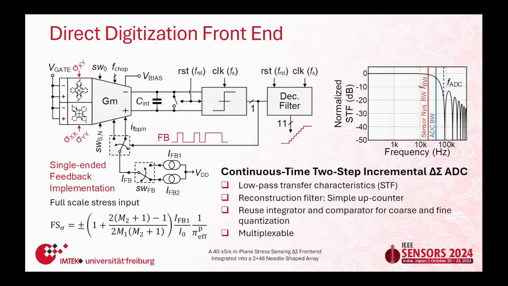What are the benefits of using continuous time two-step incremental delta sigma? Well, first of all, we have an integrated low-pass transfer function, which we call the signal transfer function, as shown over here. Reconstruction is pretty simple. You just need a counter, at least for that implementation. And we can reuse several building blocks for the conversion, namely the integrator and the comparator. And last but not least, it's multiplexable. That's the reason why we can switch between shear and normal stress differences.